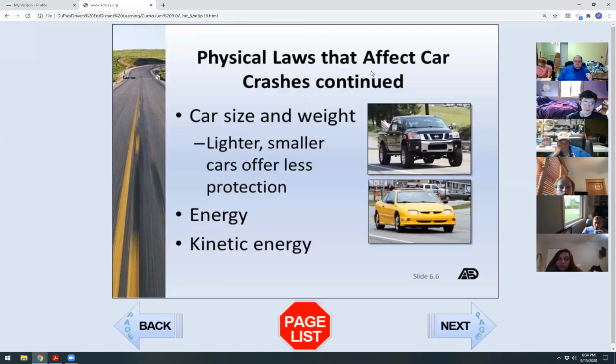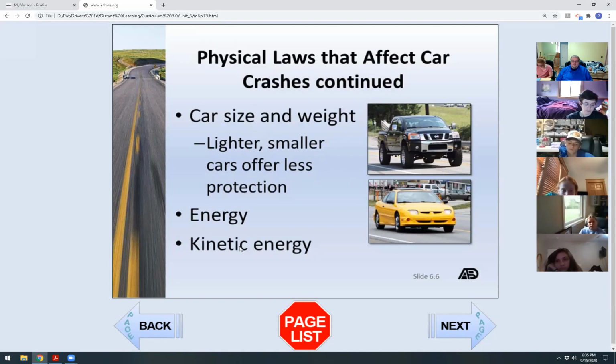All right, physical laws that affect car crashes continue. We already talked a little bit about size and weight. A larger vehicle hitting a smaller vehicle is going to receive less damage. Think about a bug hitting your windshield. It does no damage to your car, but it's completely destroyed because of the difference in weights. Cars are more closely matched in weight than a bug to a car, but like I said, it's something to consider when you purchase your vehicle. If you're worried about other drivers hitting you, maybe something a little bit bigger is what you want.